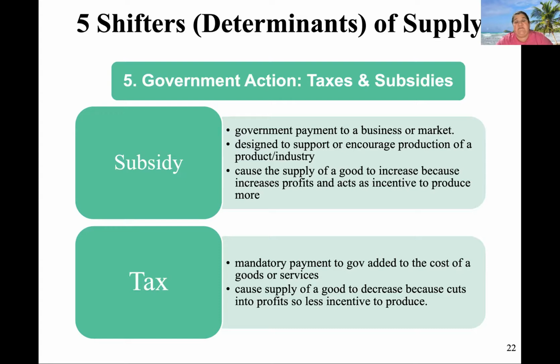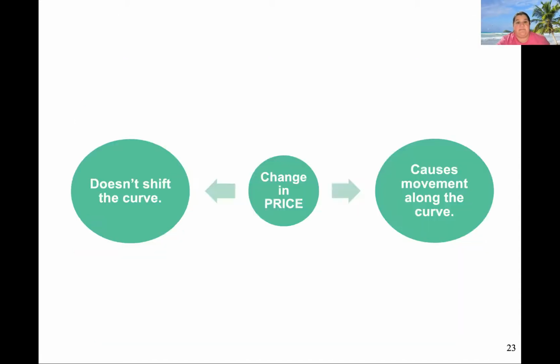So the government can influence supply either by sweetening the pot, offering a subsidy and trying to get people to produce more of something, or they can offer the stick, which is to say, I'm going to discourage you from selling these particular things by making it more expensive to sell that product. Okay.